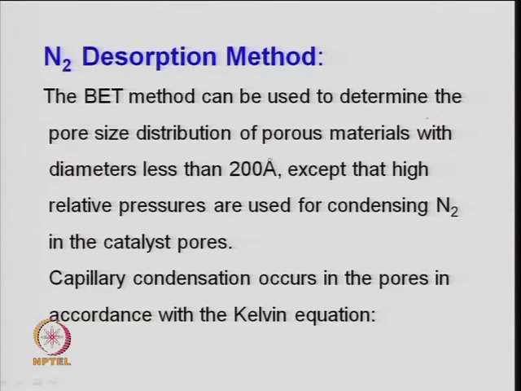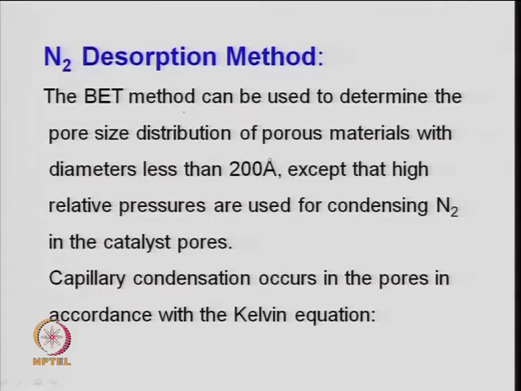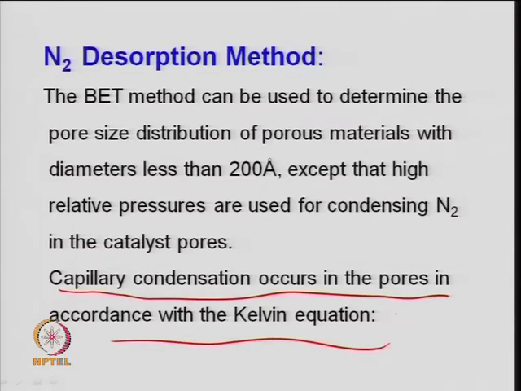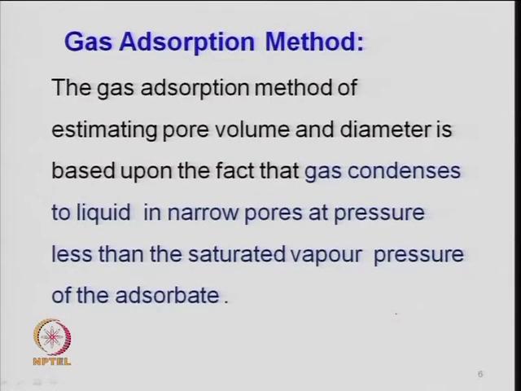The nitrogen adsorption desorption method, which I was talking about earlier, is the BET method, which can be used to determine the pore size distribution. By knowing the graph P upon V into P0 minus P versus P by P0, which is your BET isotherm, you can correlate the pressure with the area of the molecule for a differential pressure, and you can get the differential volume of the pore. Then you can correlate the adsorbed layer thickness and find out the pore size distribution. The same principle is extended here: capillary condensation occurs in the pore, which is based on the Kelvin equation. So, let us look at the Kelvin equation also.